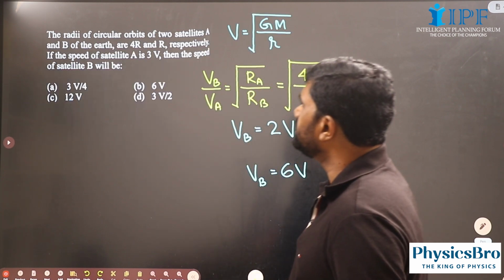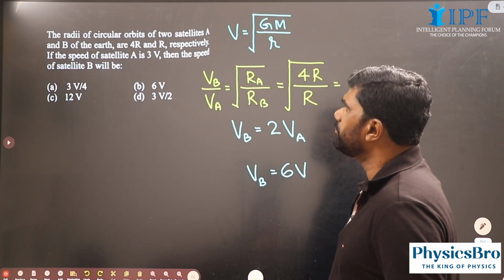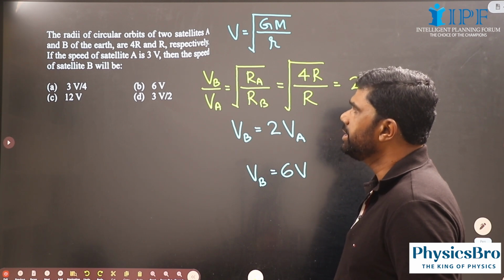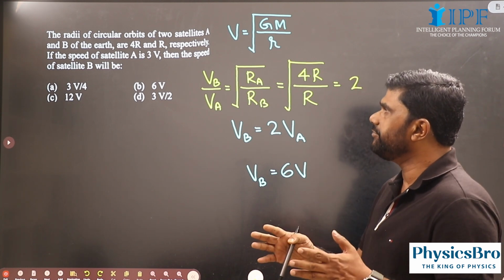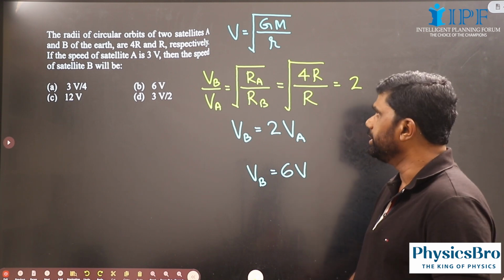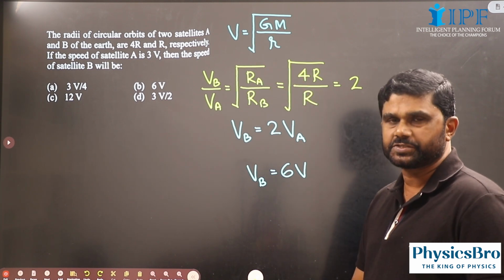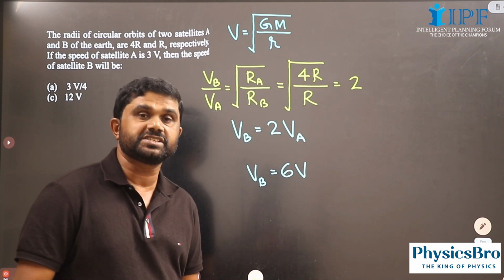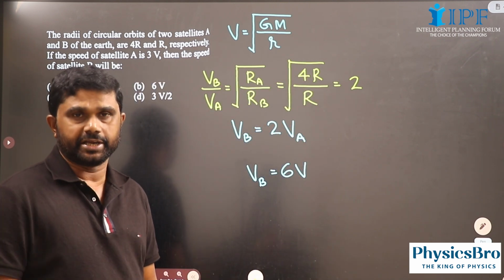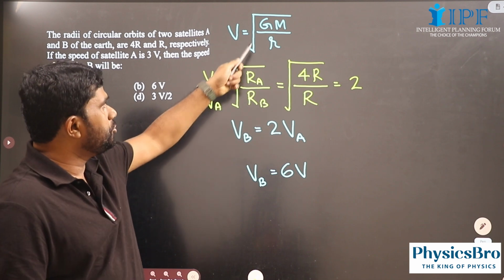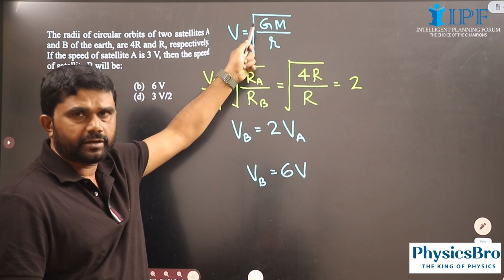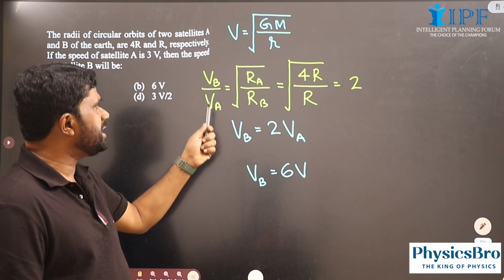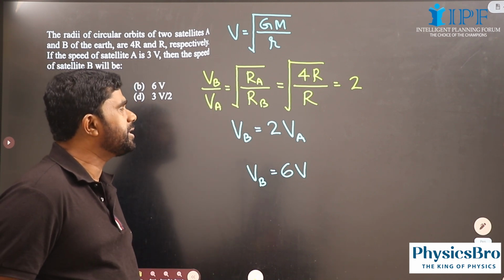Okay. Next, the radii of circular orbits of two satellites A and B of the Earth are 4R and R respectively. If the speed of satellite A is 3v, then what is the speed of satellite B? See, this is the expression for orbital speed. Both the satellites are revolving around the same planet. The difference is only in their orbital radii. So v equal to root GM by R. This numerator GM is same for both the satellites. So let us say Vb by Va equal to under root Ra by Rb.